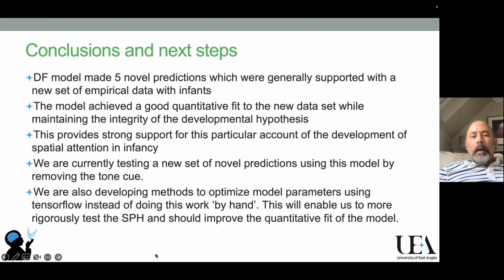We're currently testing a new set of novel predictions using this model by removing the tone cue, so that is work in progress. We're also developing methods to optimize model parameters using TensorFlow instead of doing this work by hand. This will enable us to more rigorously test the spatial precision hypothesis and should improve the quantitative fit to the data.